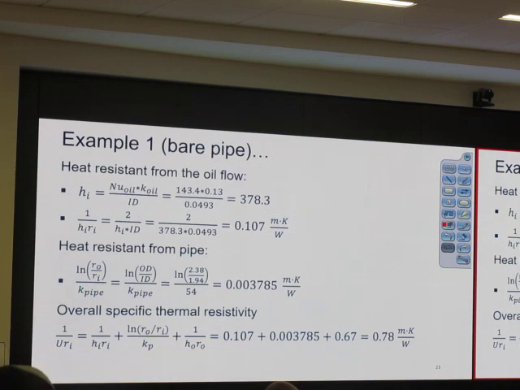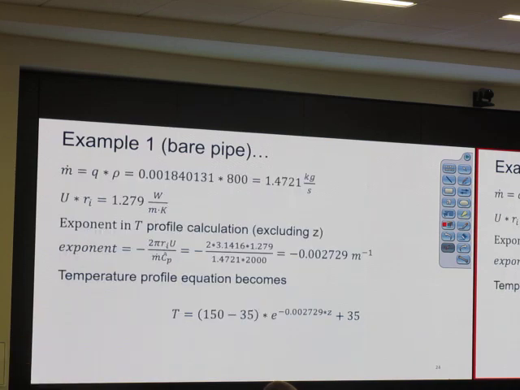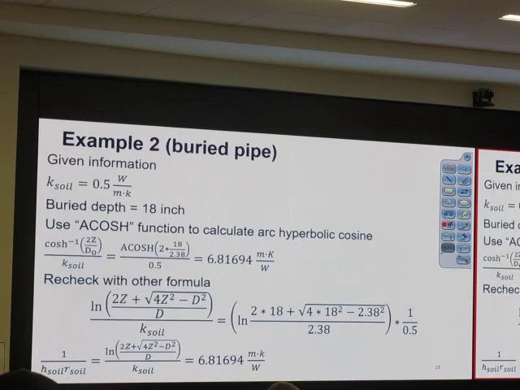Okay, just the calculation step. After we get HO, HI, calculate the U value, plug it back in to calculate the exponent, okay? This is the exponent value. Put it in the first equation, we get the temperature equation or temperature profile. And then we can plot it.